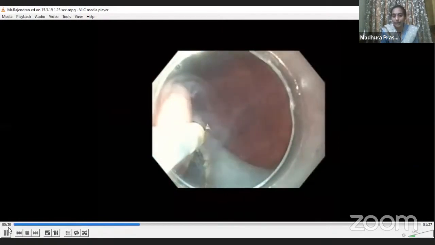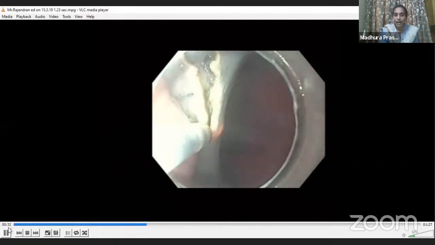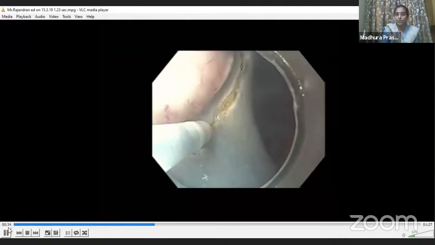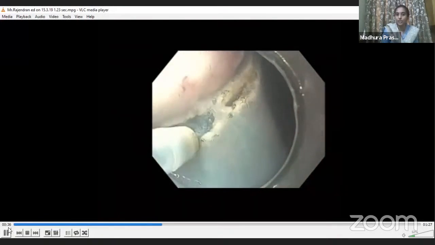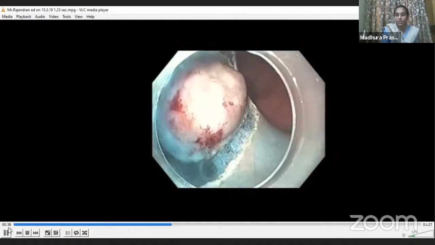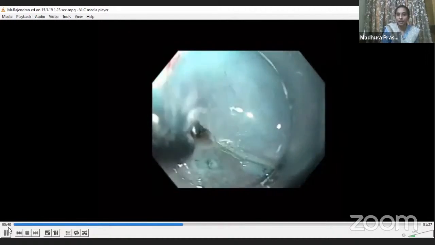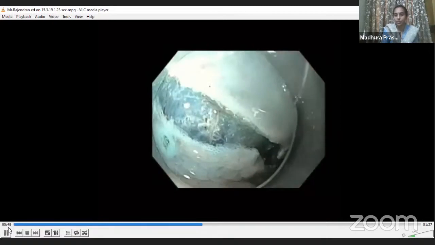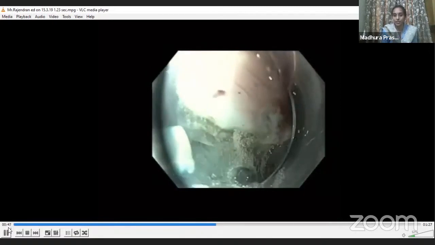The only problem with the rectum is the angles, and because of that, we will not be sure of which layer we are in. So it's very important to know which angle we are going at. We generally use the IT knife to be very safe because you're not going to damage any tissue beyond, especially when we are going under the lesion.